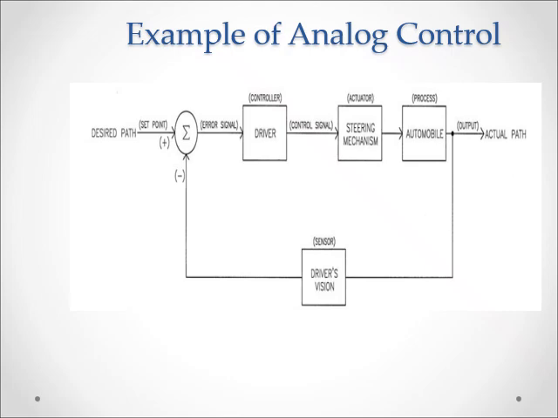So if you want to automate this car controlling system and make a driverless car, you have to bring in an actuator to actuate the steering mechanism automatically. So this is how you can achieve an analog control system. You can see it is a continuously operational control system, not just turning the system on and off.